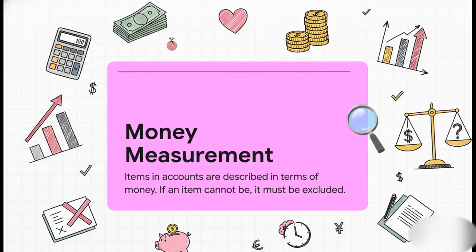Then there's the Money Measurement Convention. And this one's huge. The rule is if you can't put a price tag on it, it doesn't go in the official financial statements. It's that simple. This gives us a common ruler to measure everything. But as we're about to see, it also means some really important stuff gets completely ignored.